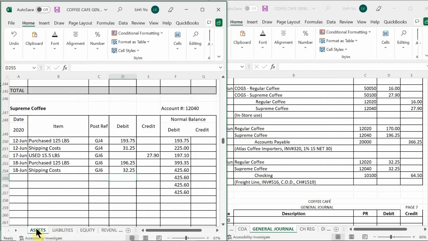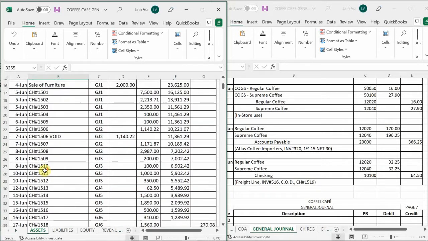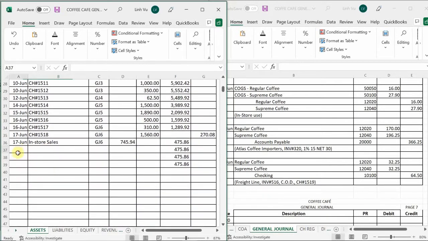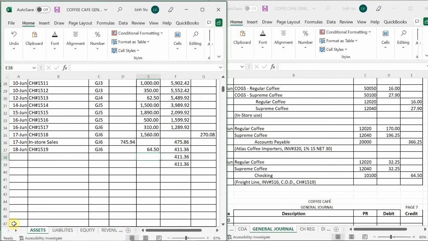Okay. And then we're going to go to my checking account and put in check number 1519. Page 6 for 64.50. So again, that should reduce your amount down from 475.86 to 411.36.